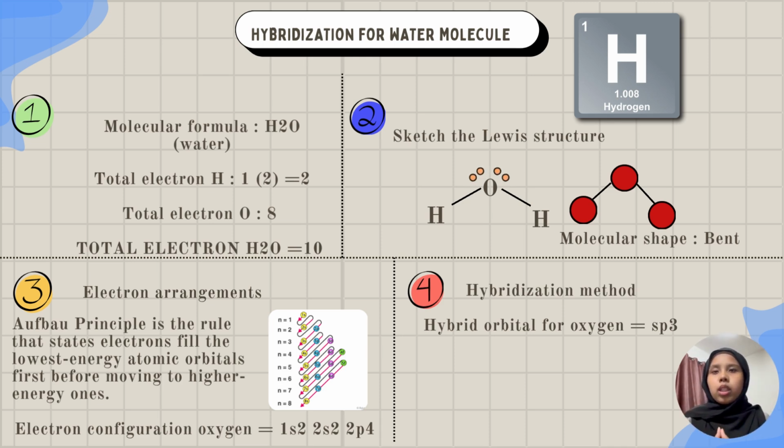Next, we move to the electron arrangement. According to the Aufbau principle, electrons will fill the lowest energy orbital first before moving to a higher energy level. For oxygen, the electron configuration is 1s2, 2s2, 2p4. And lastly, the hybridization method: oxygen undergoes sp3 hybridization. That means one s orbital and 3 p orbitals combine to form 4 sp3 hybrid orbitals.